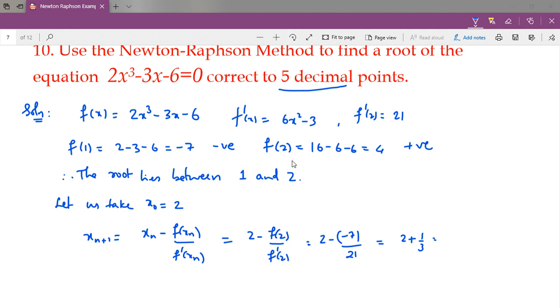Please check. So we have taken 2. What is f of 2? F of 2 is 4, sorry, not minus 7. It is 4. So it is 2 minus 4 by 21.